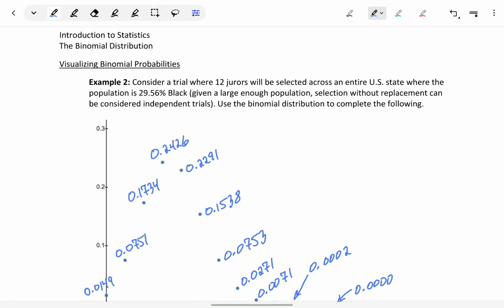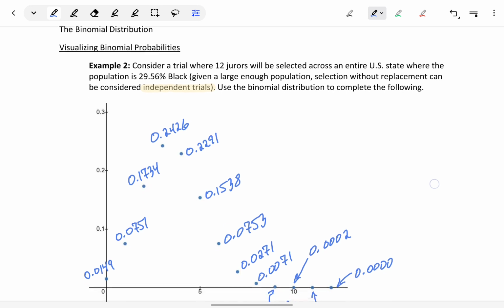In example 2, we're told to consider a trial where 12 jurors will be selected across an entire U.S. state where the population is 29.56% black. Given a large enough population, selection without replacement can be considered independent trials. This is an important statement to include so that we do have a scenario that meets the conditions for a binomial experiment. We want to use the binomial distribution to complete the following.